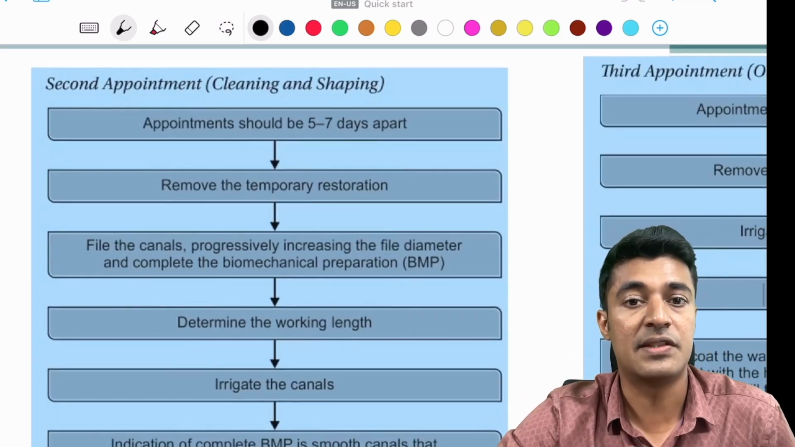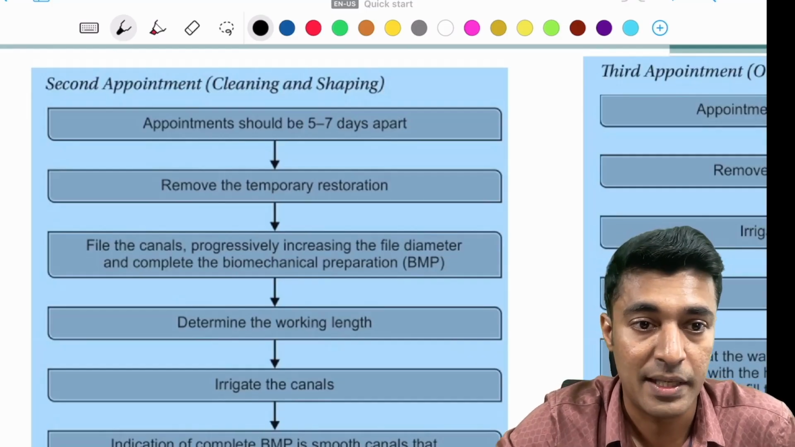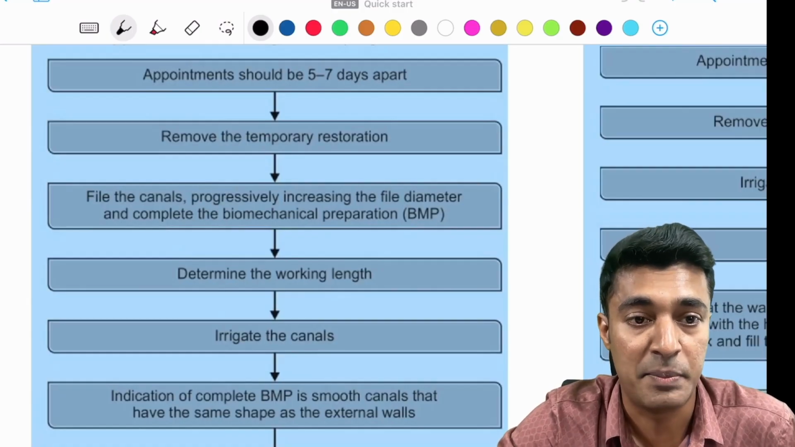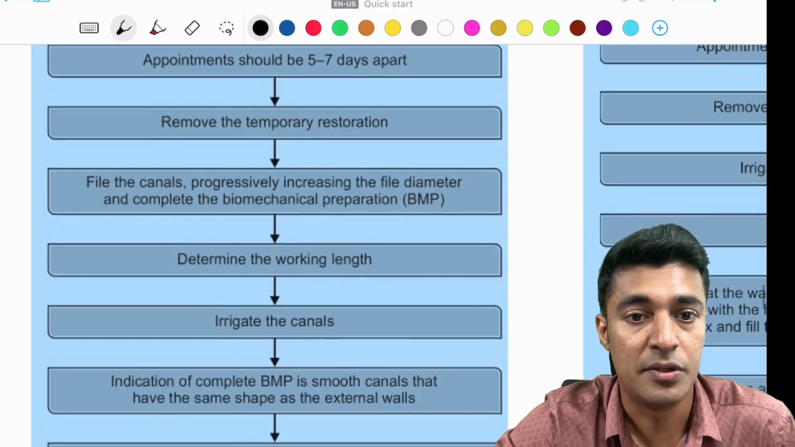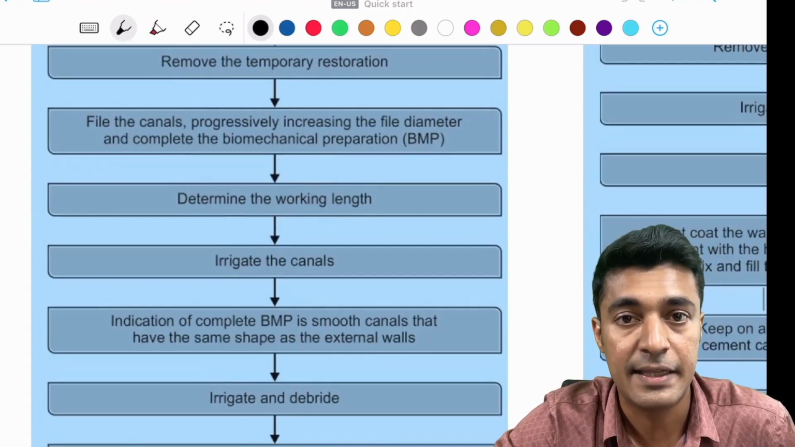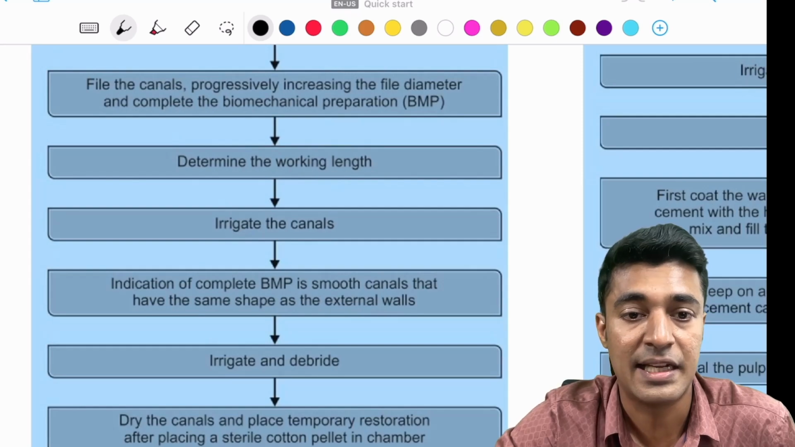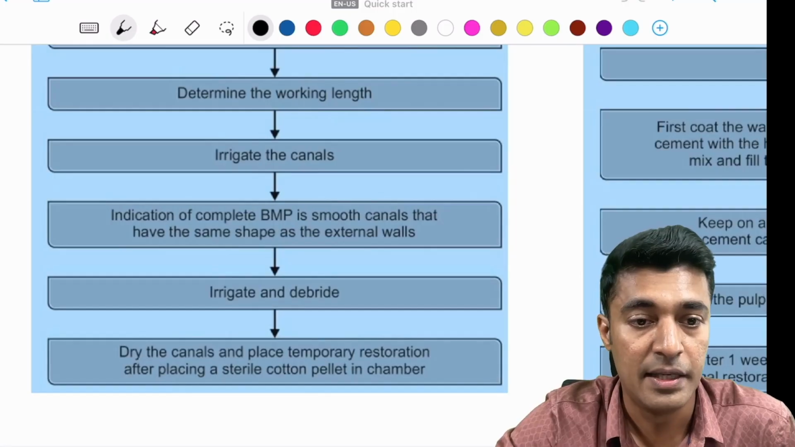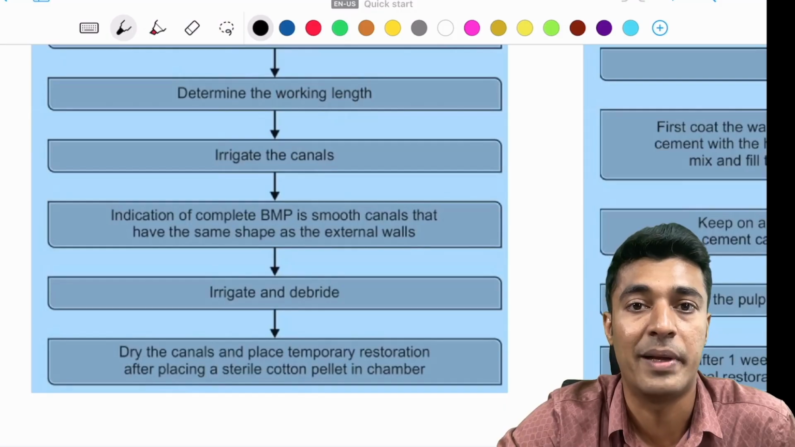So the second visit is 5 to 7 days apart. Remove the temporary restoration and the cotton pellet. File the canals, progressively increasing the file diameter and complete the biomechanical preparation or cleaning and shaping. You determine the working length, irrigate the canals. An indication of the complete BMP is smooth canals that have the same shape as the external walls. Then irrigate and debride. Dry the canals and place a temporary restoration after placing a sterile cotton pellet in the chamber.